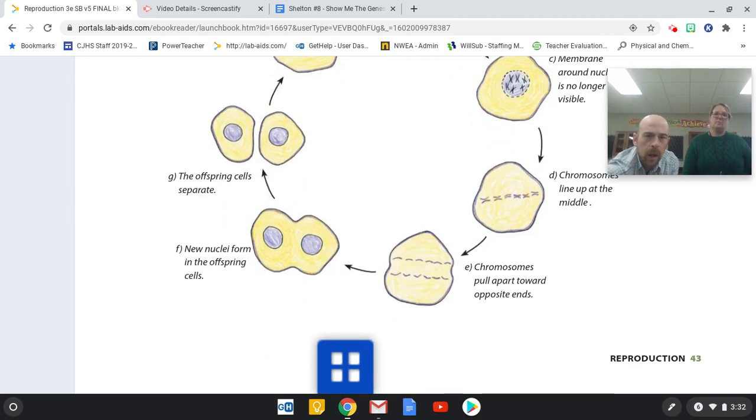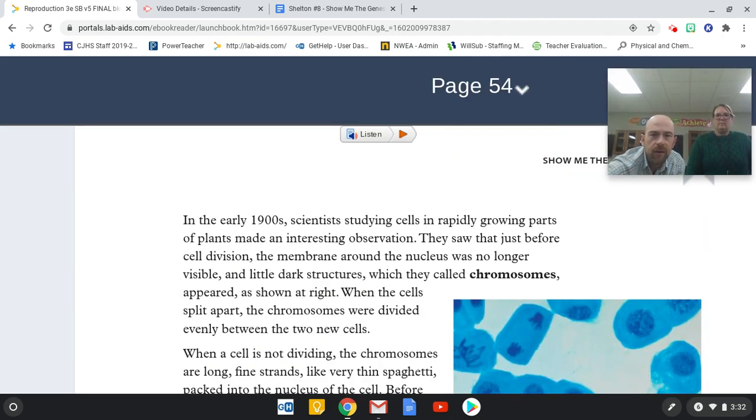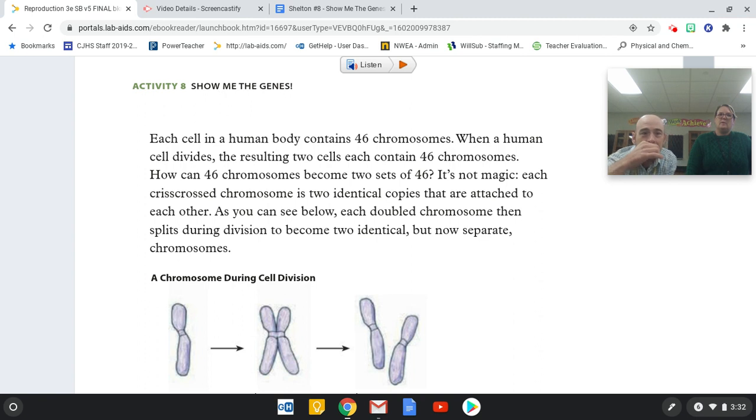Moving on to the next page, and we're going to page 55. So each cell in a human body contains 46 chromosomes. You need to memorize that number, 46 chromosomes, 4 and a 6. When a human cell divides, the resulting two cells each contain 46 chromosomes. We talked about that. You can't not have 46 chromosomes or there's something wrong with your body, okay? We've talked about that, especially in my class.